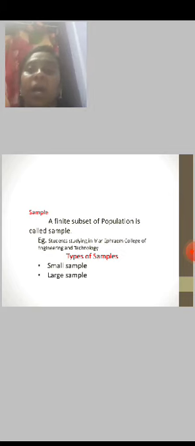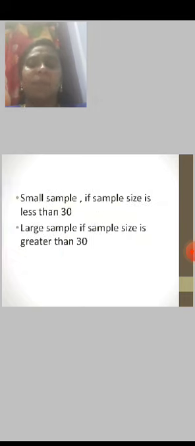Now, I told you about the sample. Here we have two types of sample: one is small sample, another is large sample. A small sample is one where the sample size is less than 30. Sample size means the number of elements in the sample. Population size means the number of elements in the population. A large sample is one where the sample size is greater than 30.